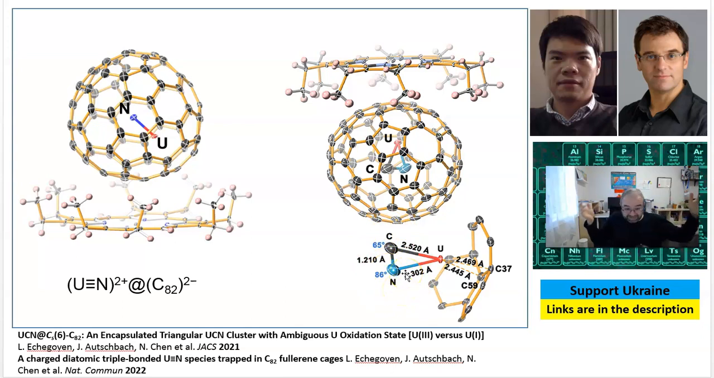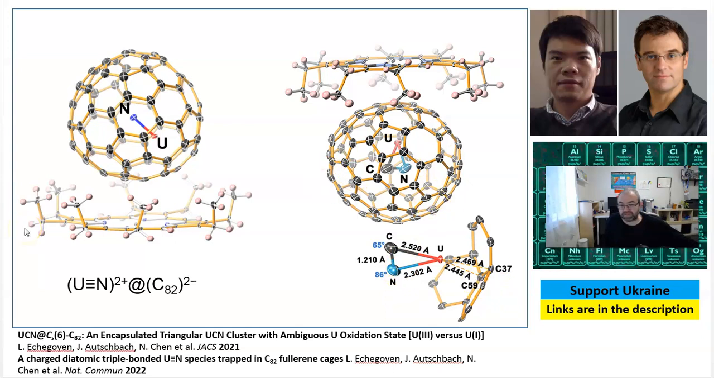Uranium cyanides are known, but the cyanide never connects with both carbon and nitrogen to one atom. It usually connects only with carbon or with nitrogen, but not with both at the same time. And usually between carbon and nitrogen there's a triple bond. They say that also here it's a triple bond, but it's very long. Again, a very unusual thing that never could be seen outside of a fullerene cage.